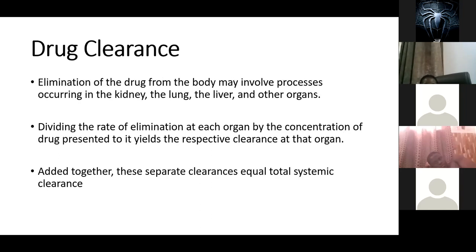The clearance or the elimination of the drug is from various organs. So the kidney, the lungs, the liver, maybe the GI are all involved in clearing the drug. So it is additive, meaning that if you want the total clearance of the drug, you're looking at the clearance from the kidney, the clearance from the lung, the clearance from the liver, and other organs together. And this equals the total systemic clearance of the drug.